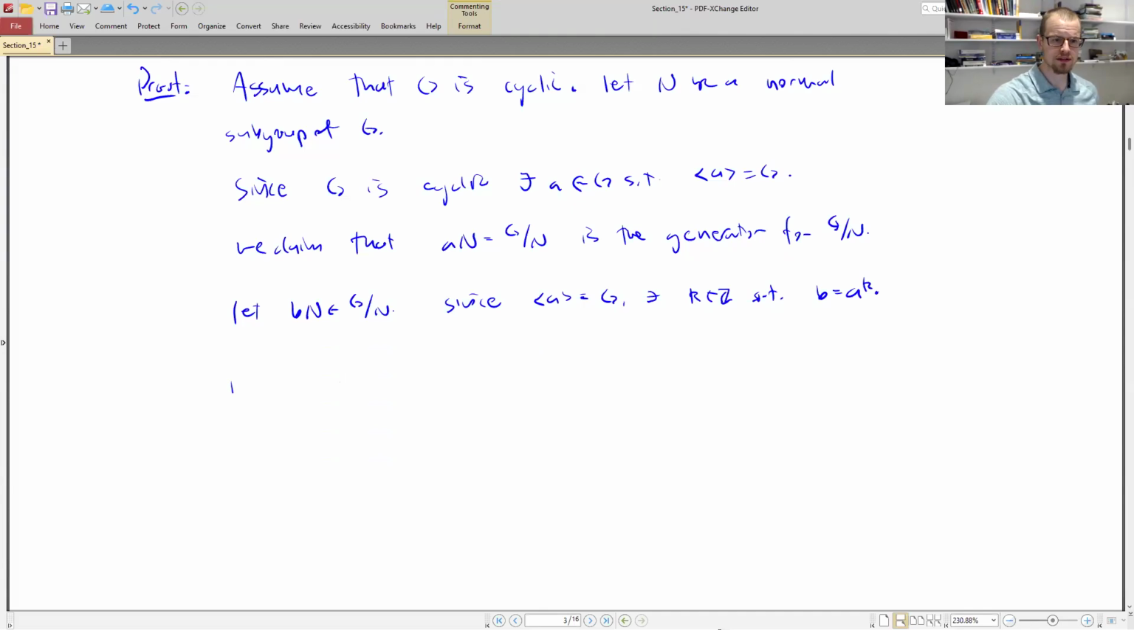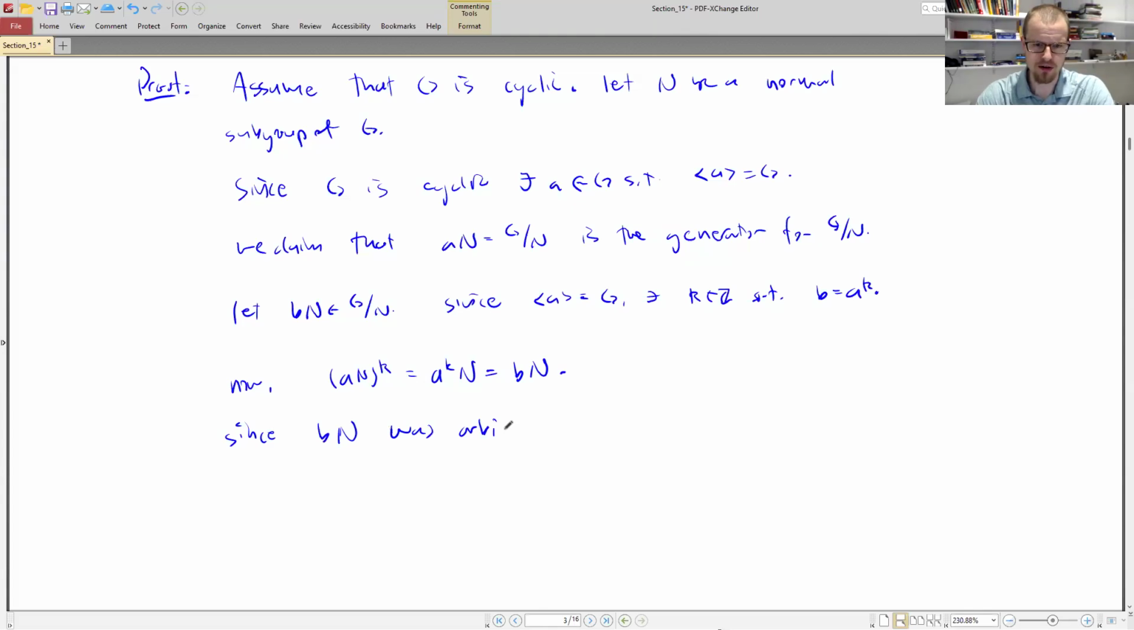Now, we can say AN to the k, which is A to the k N, is BN. Since BN was arbitrary, right? Since BN was an arbitrary element of the quotient group, we have that AN generates the quotient group.